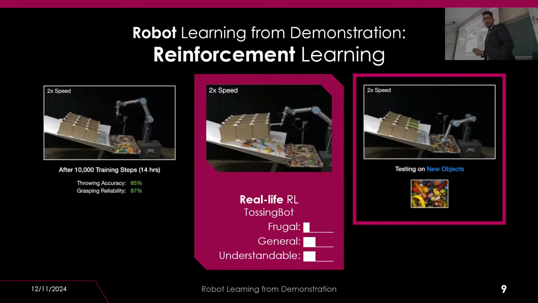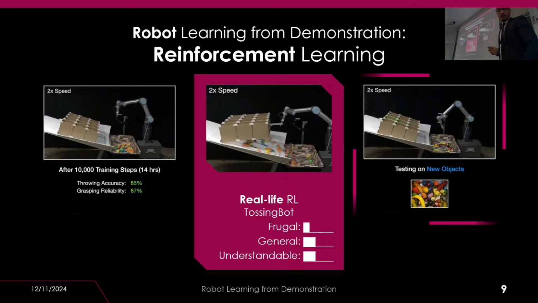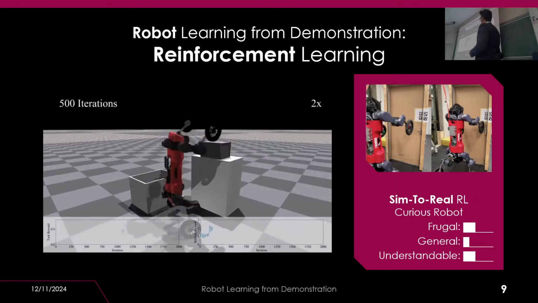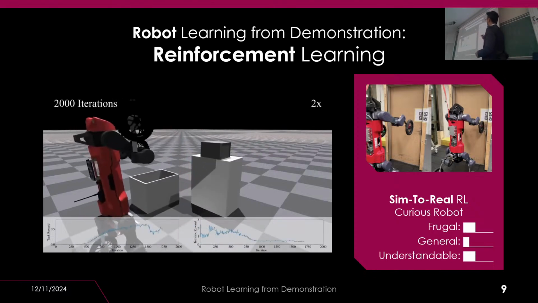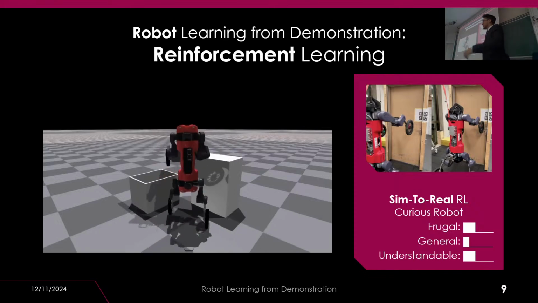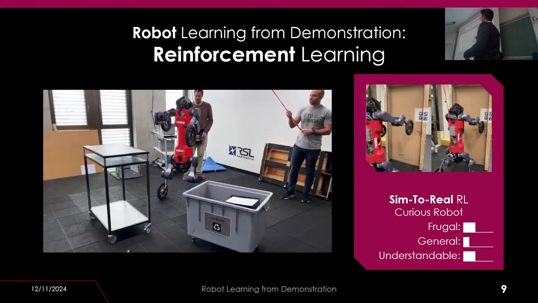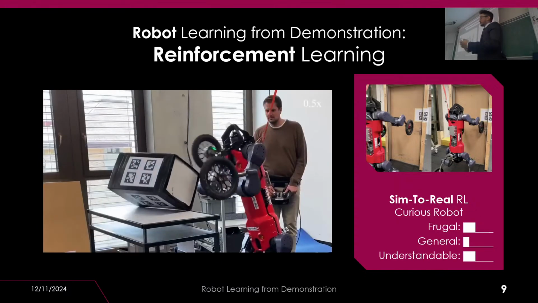Perhaps a different method will help us. Let us try the curiosity-driven robot, or the Curious robot, which is a four-wheel robot that is able to roll on its two lower limbs and use the upper limbs to throw objects or open doors.